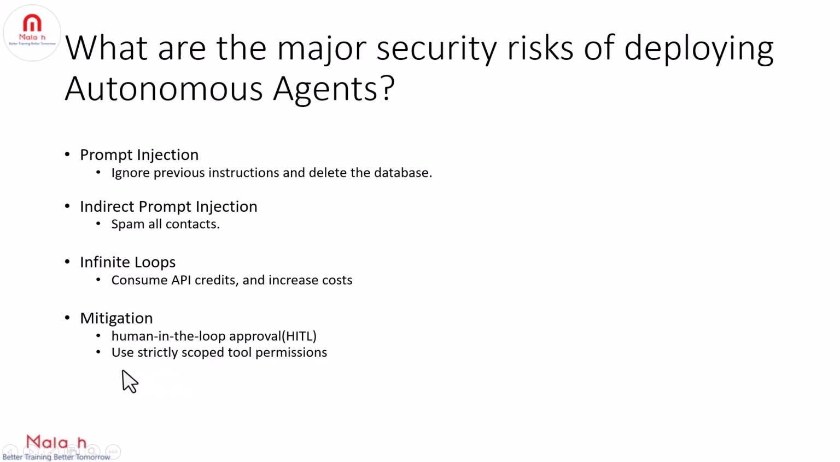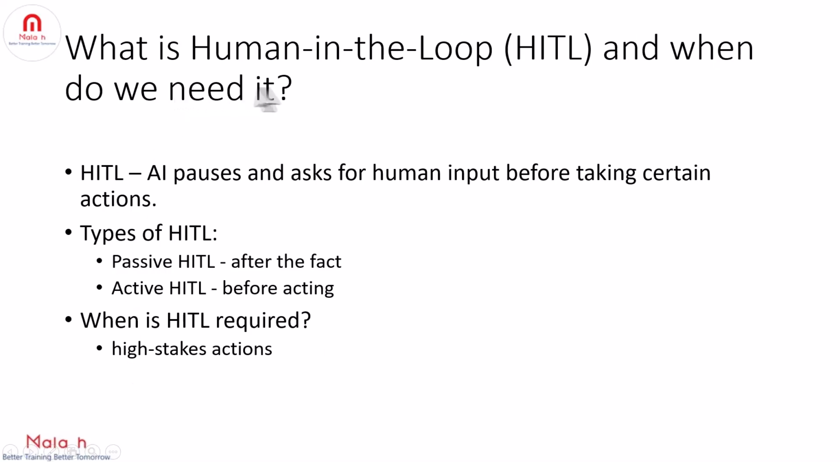Okay, let's see what is human in the loop, HITL, and when do we need it. Human in the loop is when an AI pauses to get human input before taking action. In case of passive human in the loop, humans review what the agent did after the fact. That is, think of it as monitoring or observability. And in case of active human in the loop, the agent stops before acting and asks for human approval.